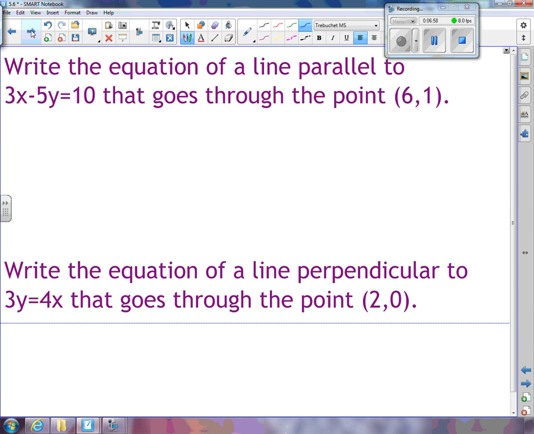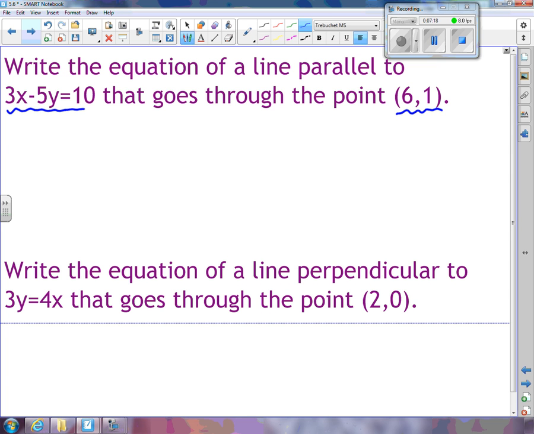Now we're going to just try an example where we're going to write the equation of a line that's parallel to a line that we already have given here. And it's going to go through the point 6, 1. So everything that we've been dealing with so far has either given you 2 points or has already given you the slope. So you've had a way to figure out what the slope is.